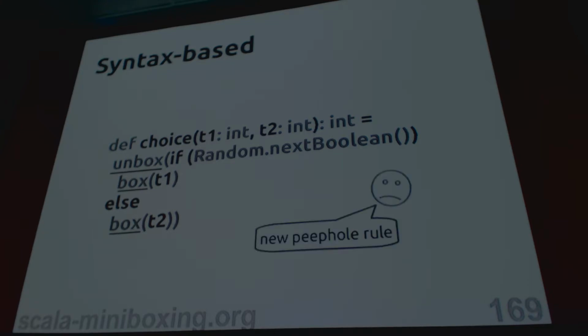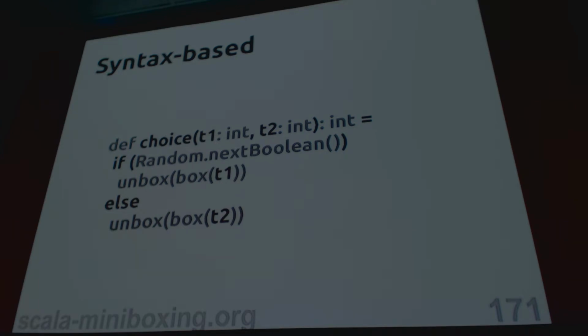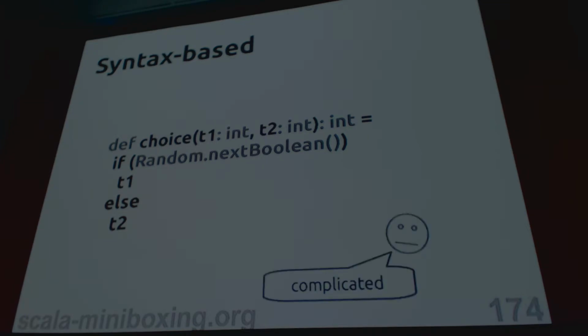We have to teach it. Okay, new peephole rule. Fine. Sink outside coercions into the if branches. Namely, take that unbox and put it on each of the branches. Good, so far so good. Then it has a nice rule, which says, okay, unbox of box of t is t. Good, we have the example.